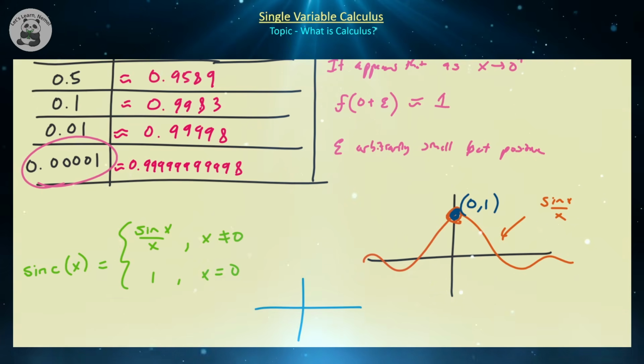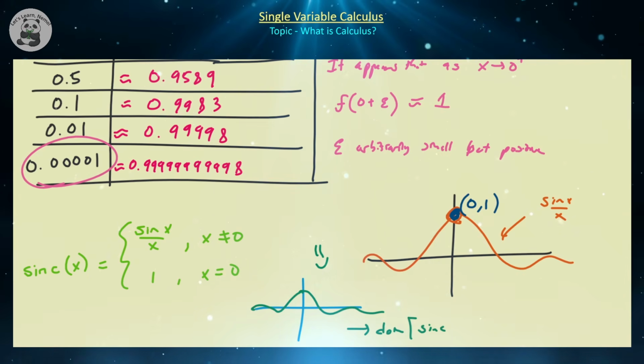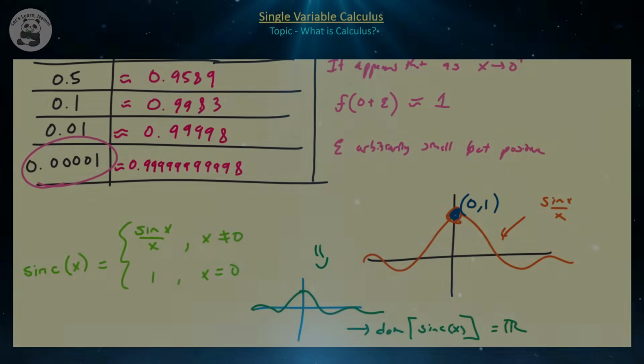So what does this sinc function look like? If we were to graph it, it would look exactly like the sine x over x function. The only difference is that this function doesn't have a hole, and therefore it doesn't have any domain issues. Therefore, we can clearly see that the domain of the sinc function is going to be all real numbers.